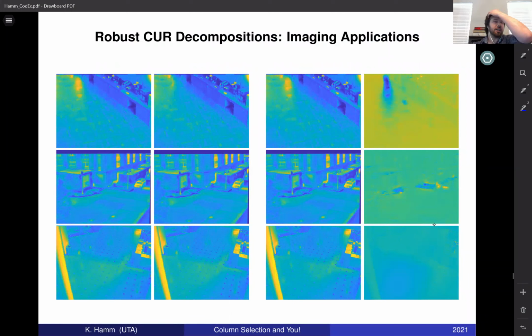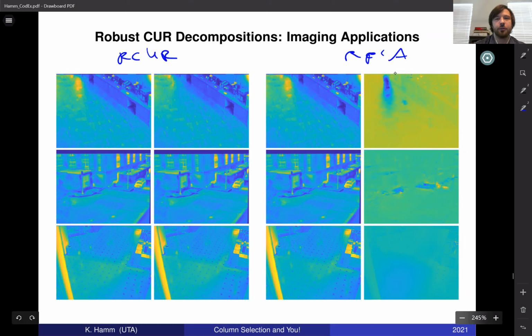Here's an interesting application, and we're still sort of understanding this to some extent. What you're seeing is we did foreground background separation. On the right is robust PCA, and this is what I'll call robust CUR. And these are only from backgrounds of certain frames of a video sequence.